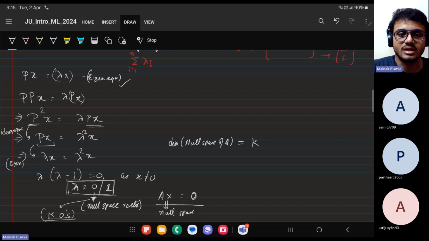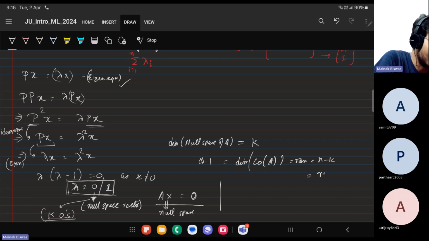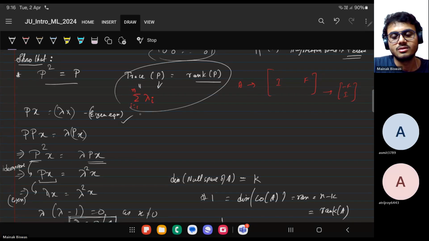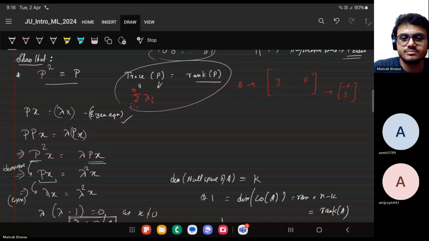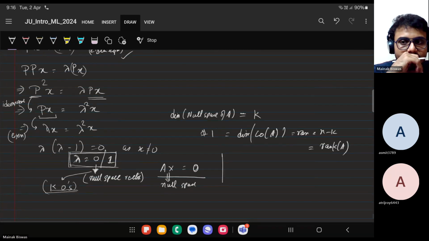From the determinant property. So how many ones will you have? The number of ones is equal to n minus k. The dimension of the column space of A is equal to the rank, which is n minus k. This is also equal to the rank of A. So do you see the trace is equal to the rank? Clear? Any questions?